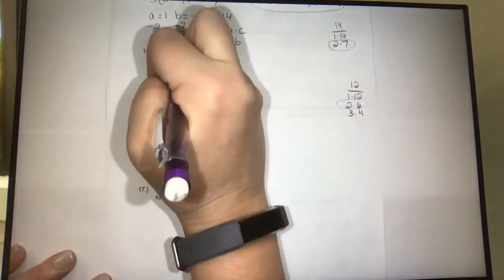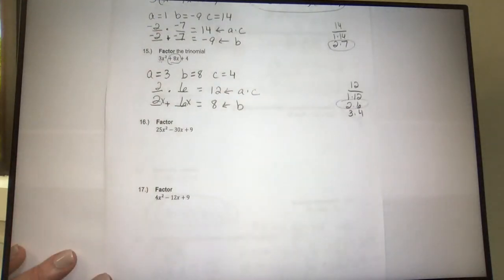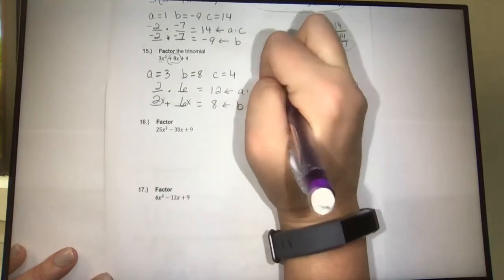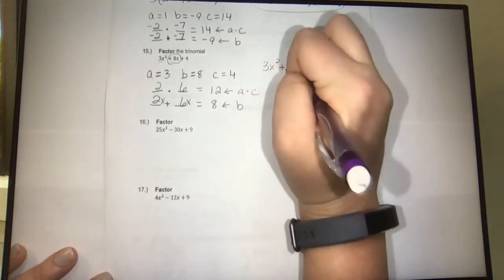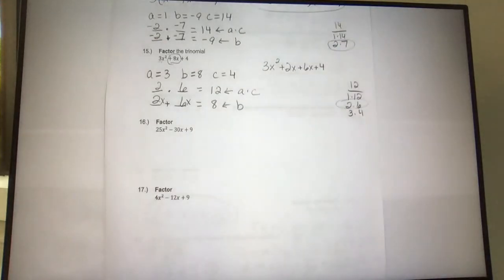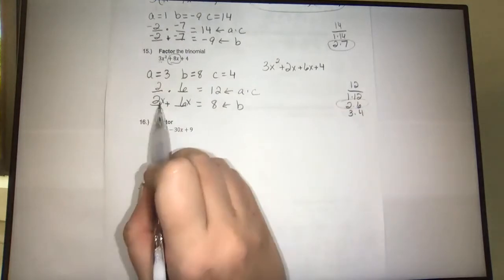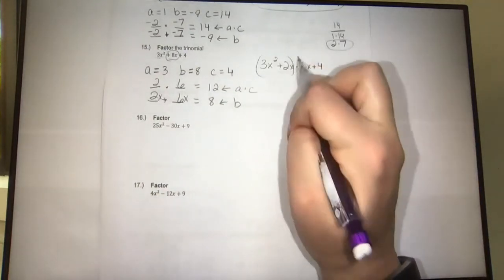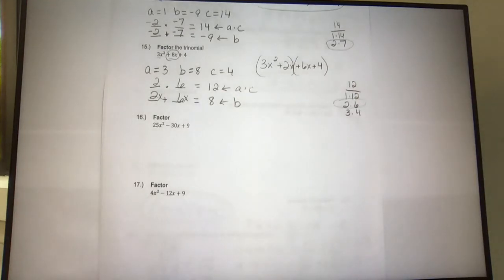Now I'm going to replace 8x. It does not matter what order you replace it in. If you put the 6x first, it's just a little more elegant this way because of the way that it groups, but you certainly don't have to. All right, so all I did was replace 8x with my numbers. I have 4 terms. So now I'm going to group.